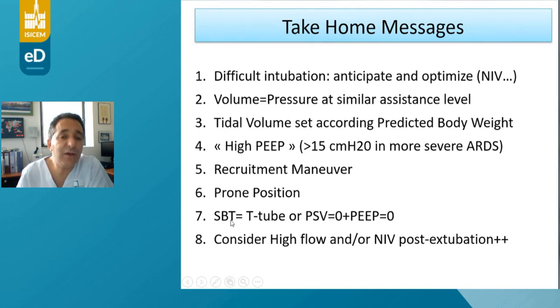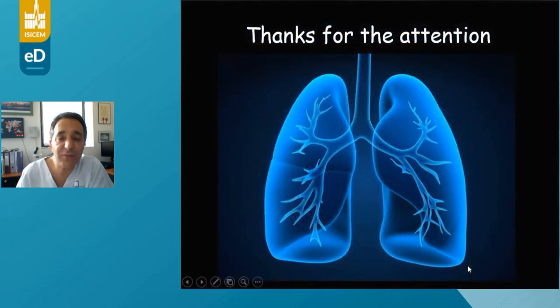Spontaneous breathing trial for extubation should be done by T-tube or PSV 0 and PEEP 0, because if you use PSV at 7 or 8, you probably will not have a good evaluation of what will happen to the patient after extubation. And finally, consider ventilatory support after extubation, both high flow and or non-invasive positive ventilation. Thank you very much for your attention.